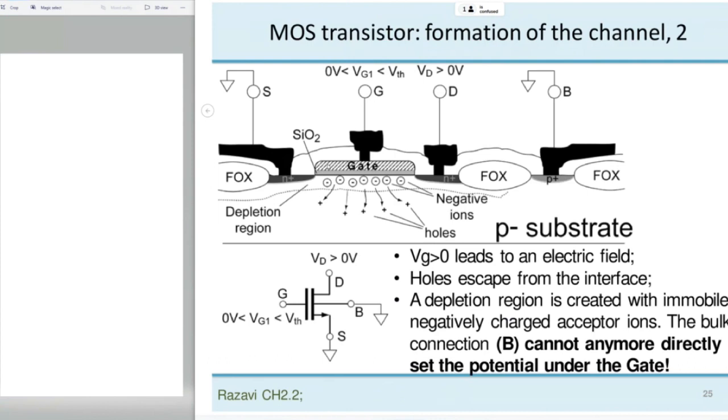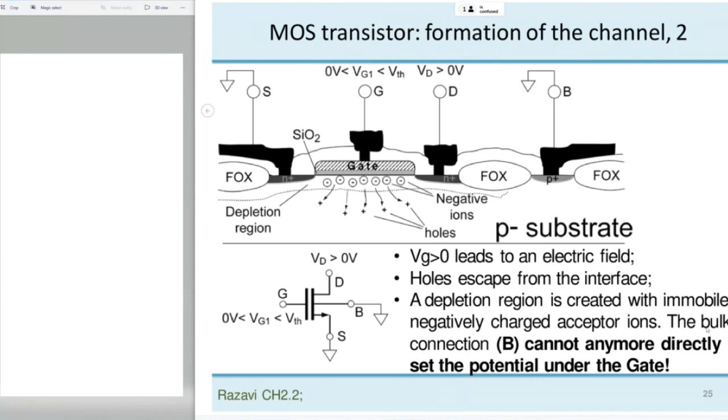Keep in mind, there are no carriers, so no electrons can go from the source and arrive at the drain. And still we say, generally, the structure does not conduct current from the source to the drain. So let's see if I forget something. Yeah, the electric field leads to holes escaping, and a depletion region is created.